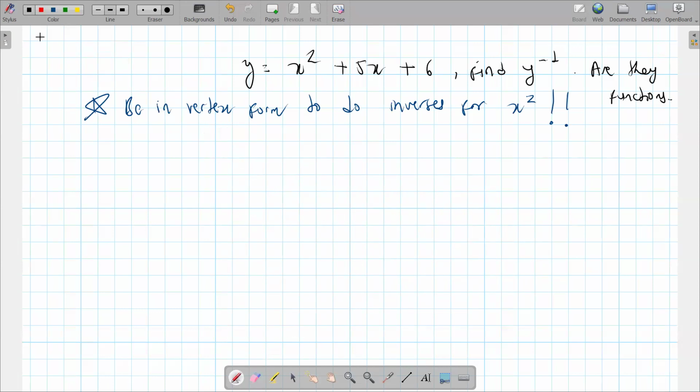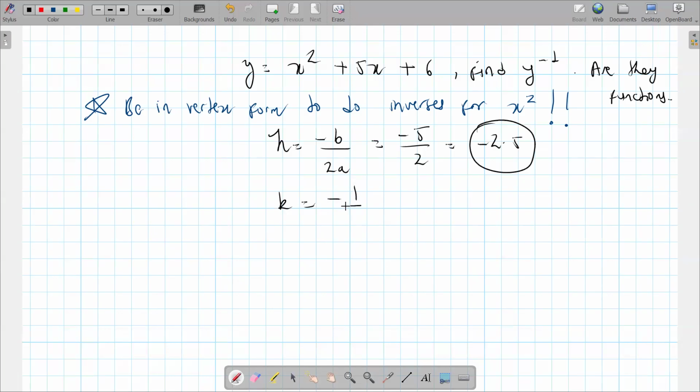How do we find the vertex of a quadratic? There's many ways to do it. There's one very quick way. Your vertex h is minus b over 2a. Minus 5 over 2, negative 2.5. You see how easy that was? And then we're going to plug it back in here to find the k value. Literally plug x as negative 2.5: 2.5 squared plus 5 times negative 2.5 plus 6. That gives -1/4.